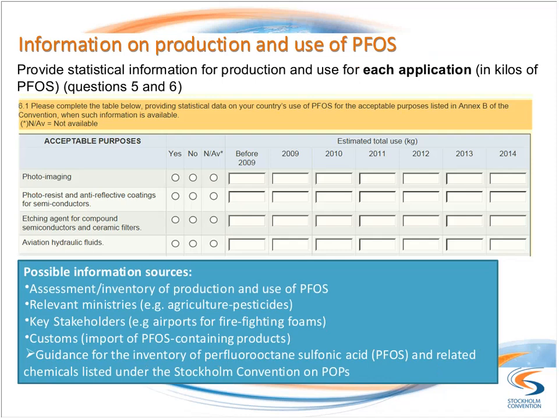In terms of finding information, ideally, to be able to fill this table, parties would have undertaken an inventory of the production and use of PFOS. Failing such a detailed inventory, an assessment or a consultation with key stakeholders can also provide useful information. Examples would be ministries that deal with the sectors in which PFOS is used, for example, in agriculture for pesticides, and also ministries of interior, for example, in the case of the use of firefighting foams in airports or for military purposes. Customs is also a useful source of information in providing data on the amount of PFOS-containing products imported.